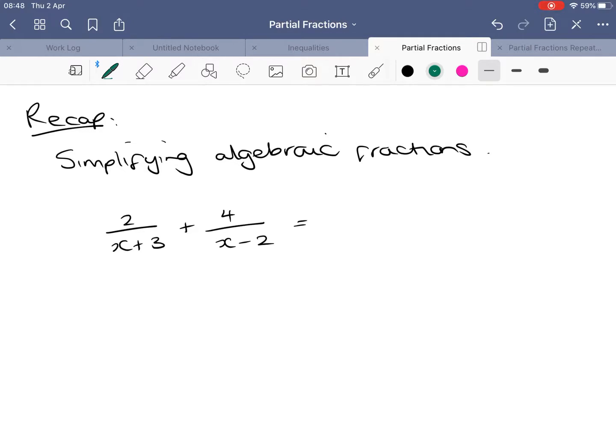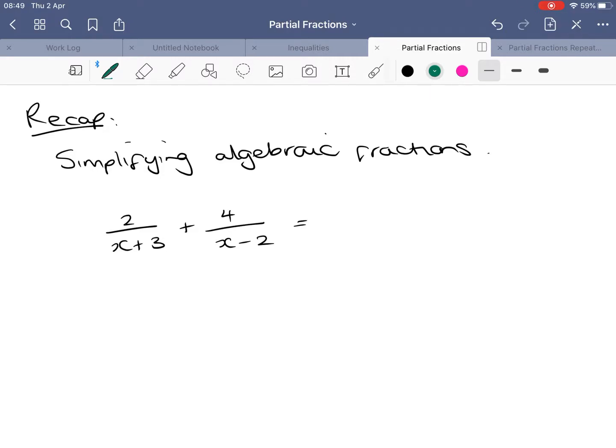So 2 over x plus 3 plus 4 over x minus 2, and we've got to write that as a single fraction. And as we know, going back to year 7 and 8, how would we add even basic fractions like 3/4 plus 2/3? The rule is always the denominators have to be the same. And it was exactly the same when we did algebraic fractions. So how do I go about making the denominators the same?